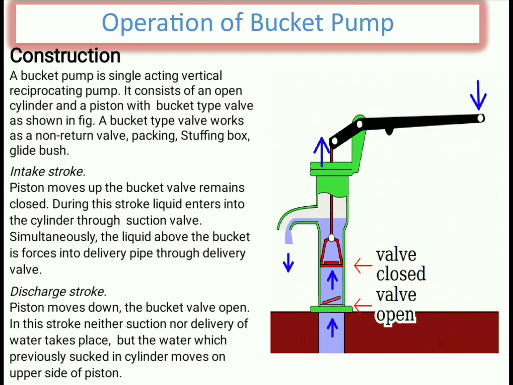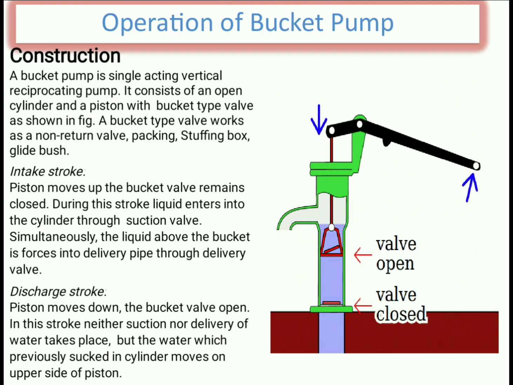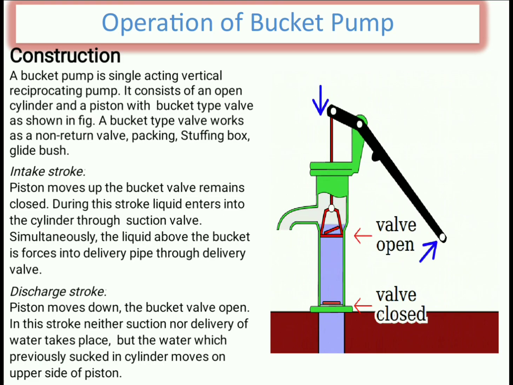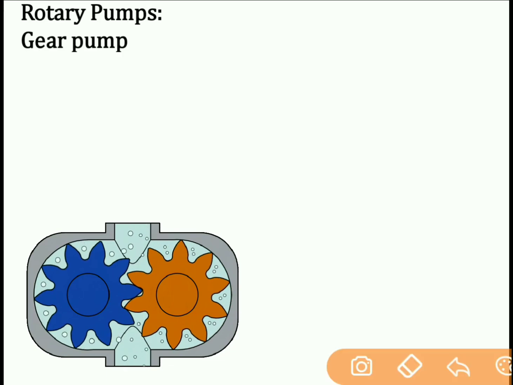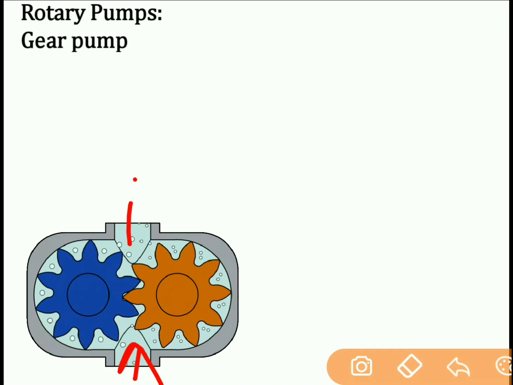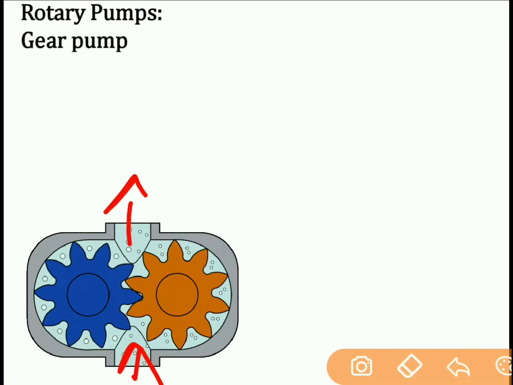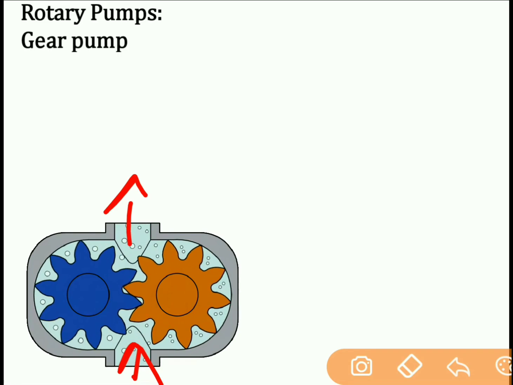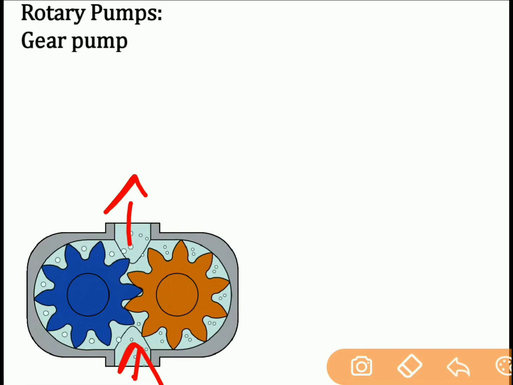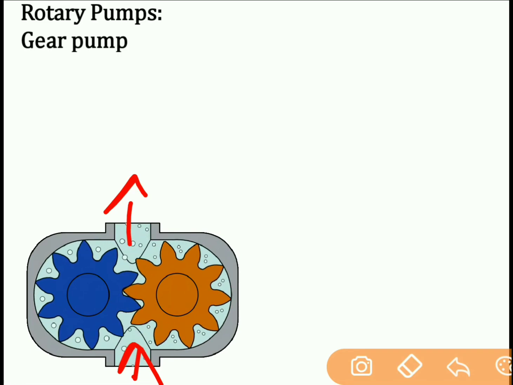So we have already covered three different types of reciprocating pump, that is piston pump, plunger pump and bucket pump. Now let us move to the second category of pump, that is the rotary pump. Rotary pumps also have three types. First is the gear pump. As you can see over here, this is the gear pump. At the bottom there is a suction and at the top there is a delivery pipe. The liquid from the suction pipe will enter and get trapped in the pockets of the gears. And as the gears rotate, this liquid will get transferred to the delivery pipe.